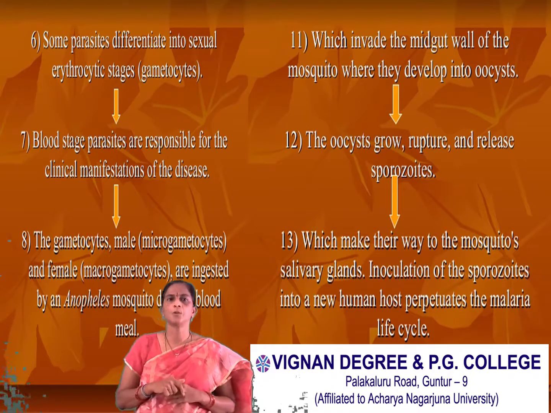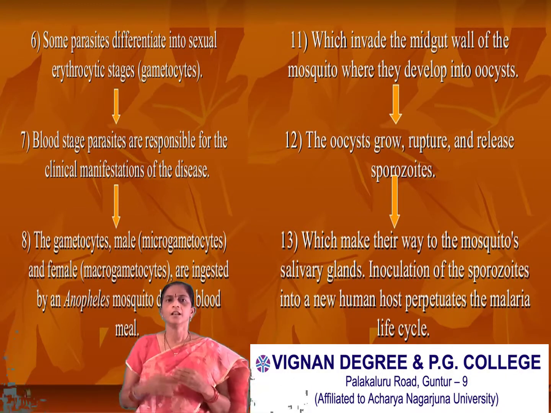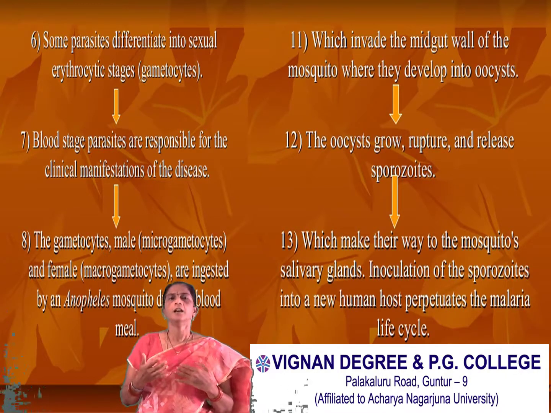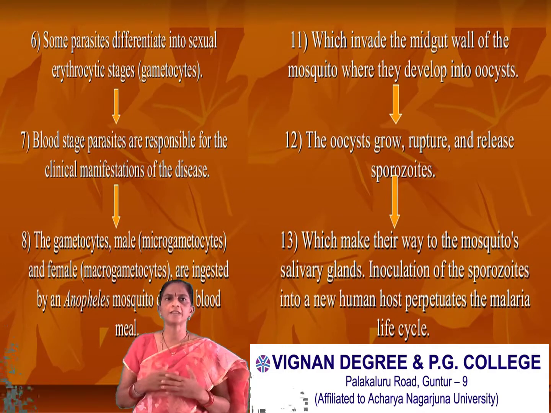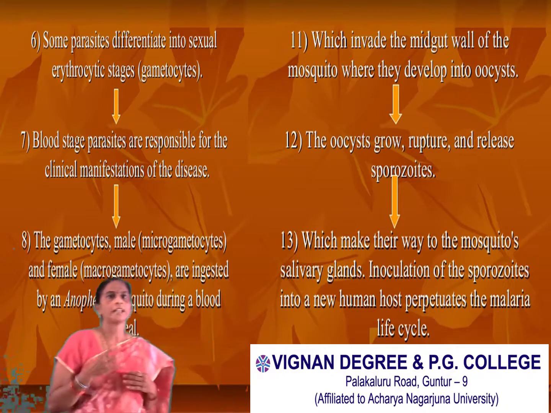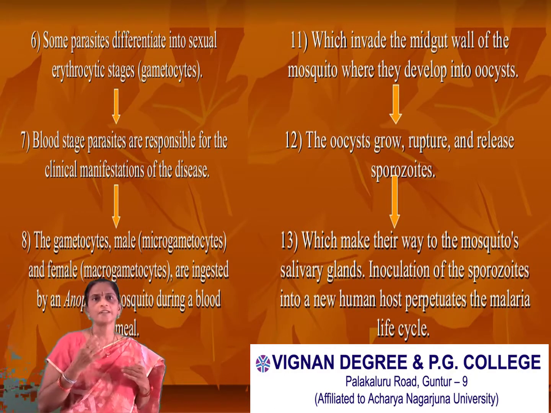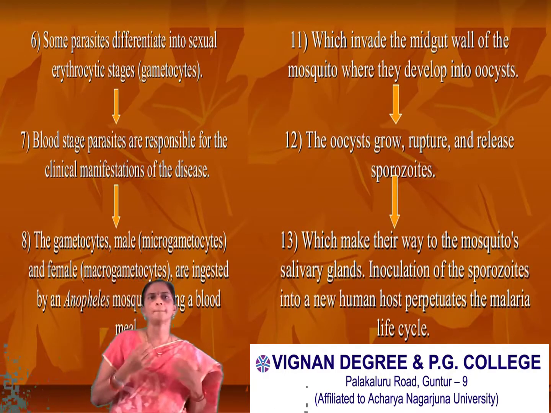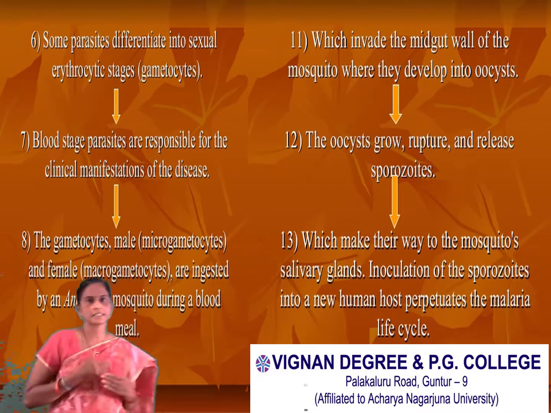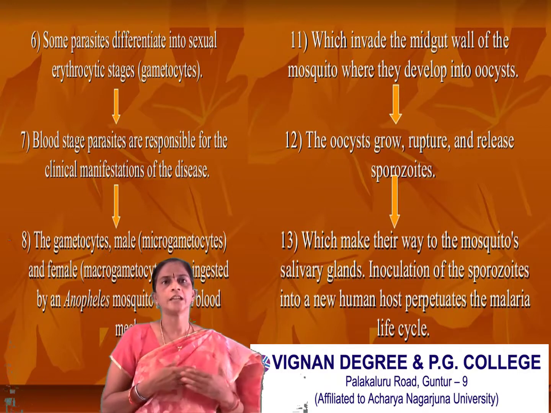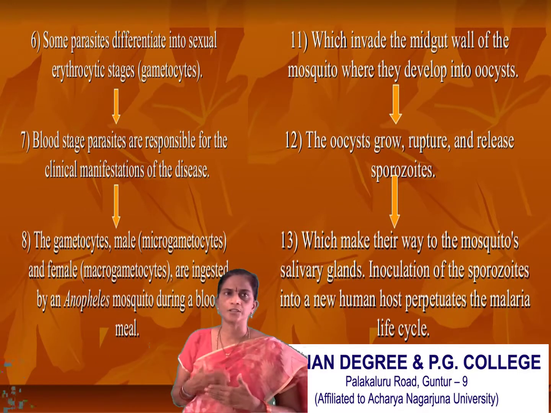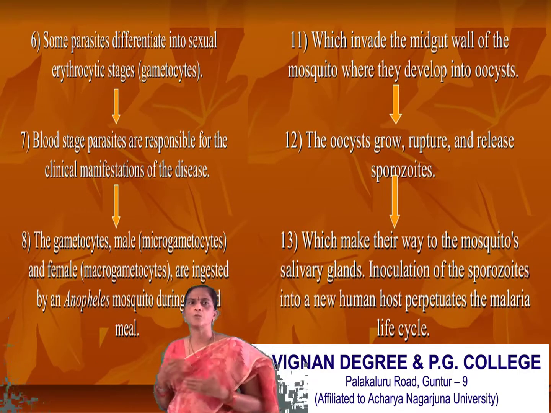Next, coming to sporogony. Sporogony is the cycle which occurs in the mosquito's body. This cycle completes in the mosquito and takes 9 to 21 days. Fusion of micro and macro gametes releases the zygote. Within 24 hours, the zygote transforms into the ookinete, which moves into the epithelium cells and forms the oocyst.